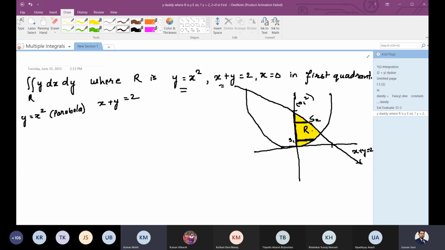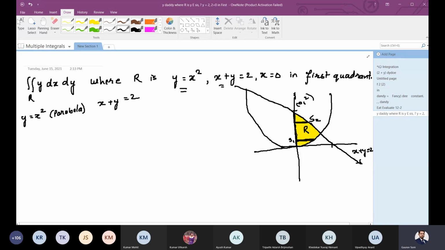Sir, one strip's value of x depends on y equal to x square, and the other for y. Yes, exactly. So the major difference is, if you look at the strip S1, the right hand side limit is on the parabola, whereas for S2, the right hand side limit is on the line and not on the parabola. So what I will have to do is divide this.